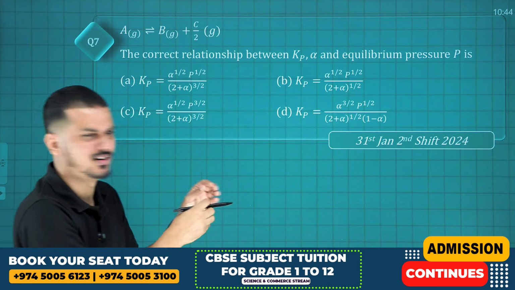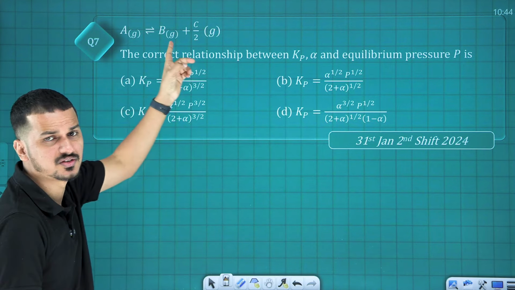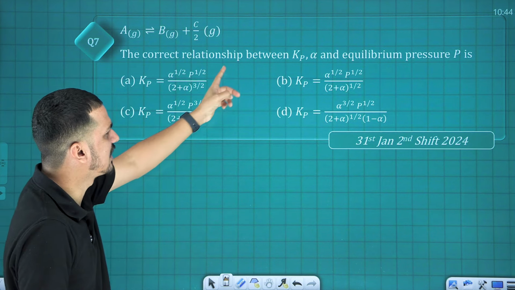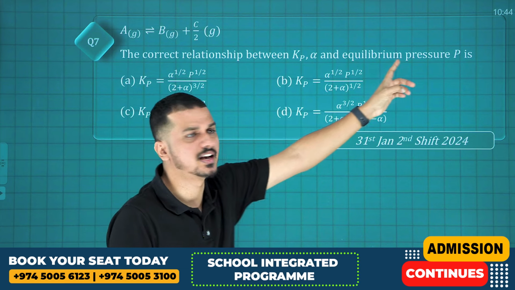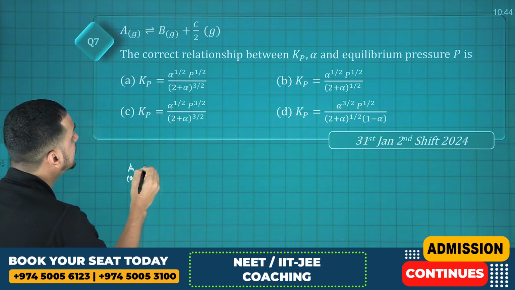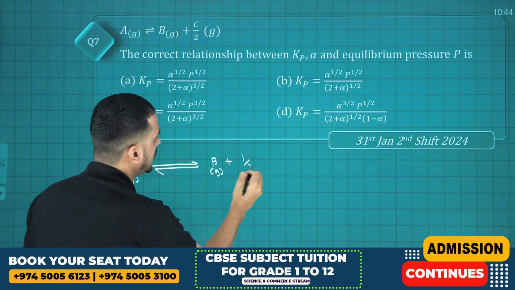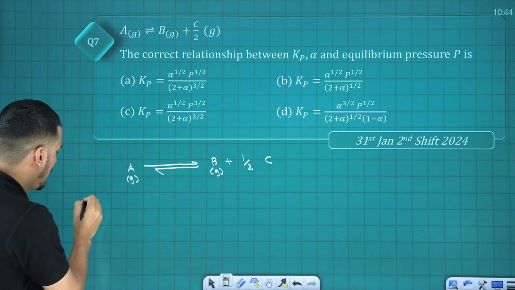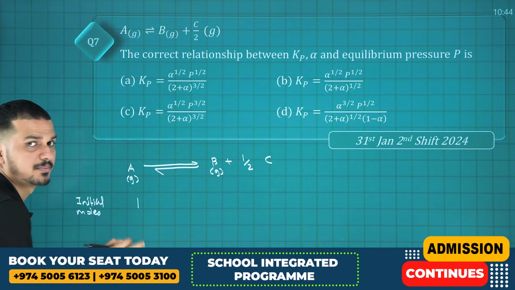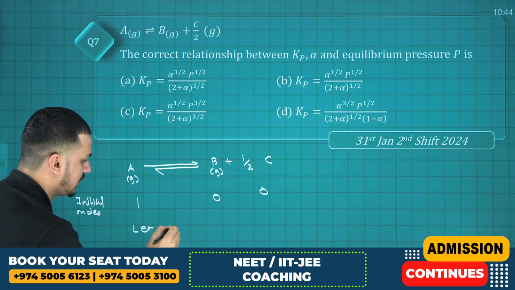Question number 7. It's a somewhat lengthy question, but the idea is simple. Let's look at the question. A reversibly gives B plus C by 2, a gaseous reaction. They are asking for the correct relationship between Kp, alpha and equilibrium pressure P. Now let's start. Here A gas reversibly gives B gas plus 1 by 2 into C, that is C by 2. Ready? Listen to me very carefully. Let the initial moles of A be 1, and B and C initially 0. Let alpha be the degree of dissociation.